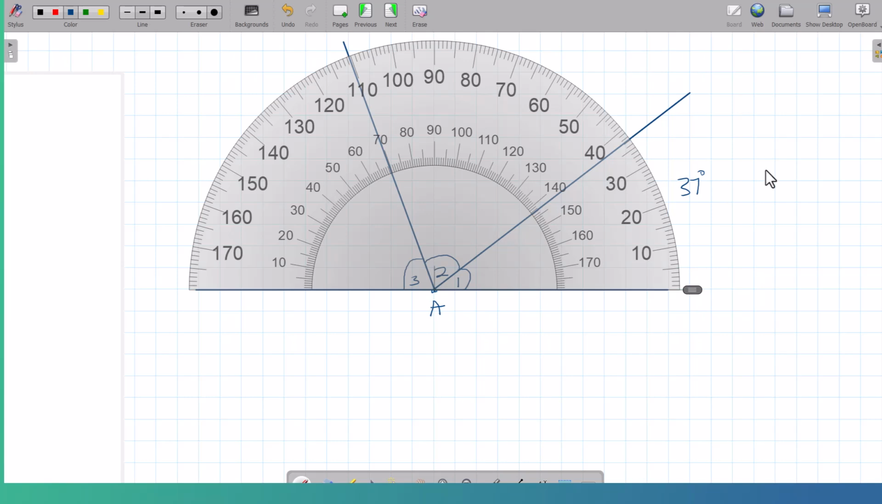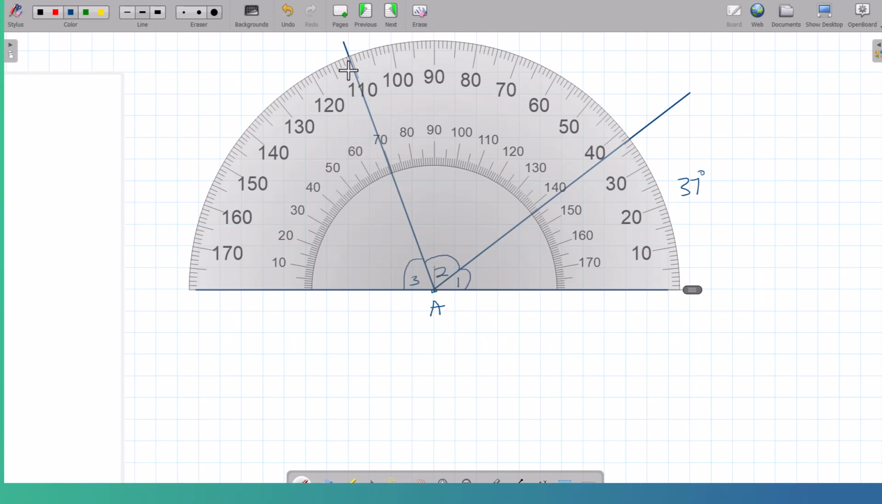Are we together? Now, if I look at my angle A3, I'm going to use this other side. On this other side, my zero is on the inside scale. So this is 0, inside, then 10, 20, 30, 40, 50, 60, and 70.